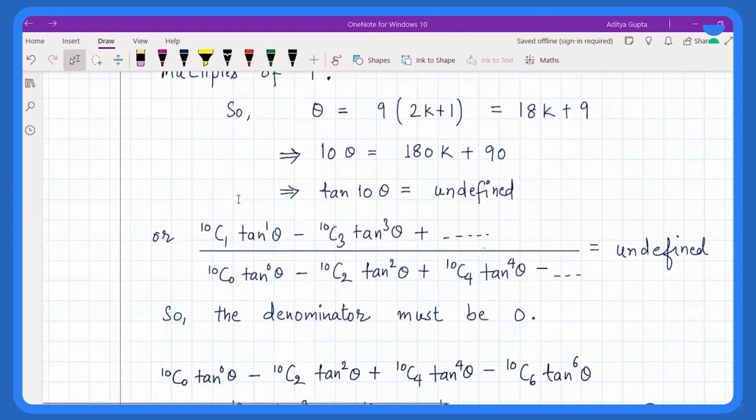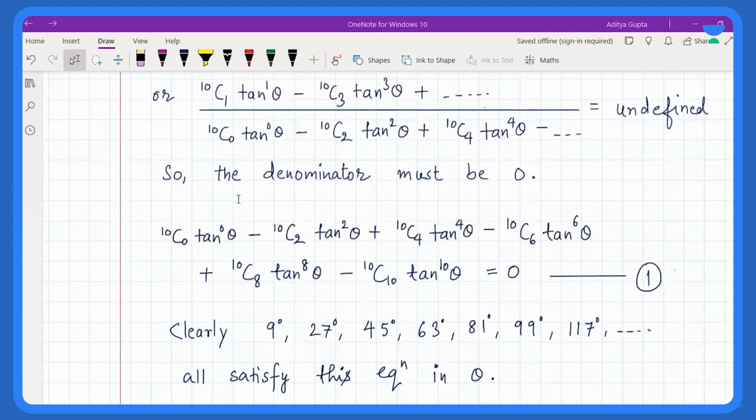But we know that tan of 10 theta is equal to 10C1 tan theta minus 10C3 tan cube theta plus and so on, upon the denominator. Now look at the denominator. That is of utmost importance here. The reason I'll tell you in just a moment. So the denominator is obviously the even powers being extended. Now, this thing can only be undefined if the denominator becomes 0. Otherwise, obviously, it can't be undefined, right? So the denominator must be 0 if we want it to be undefined.